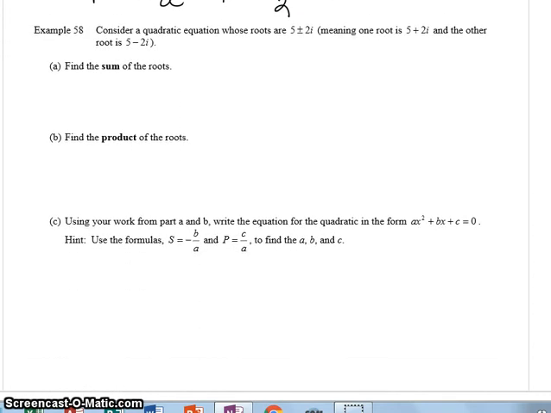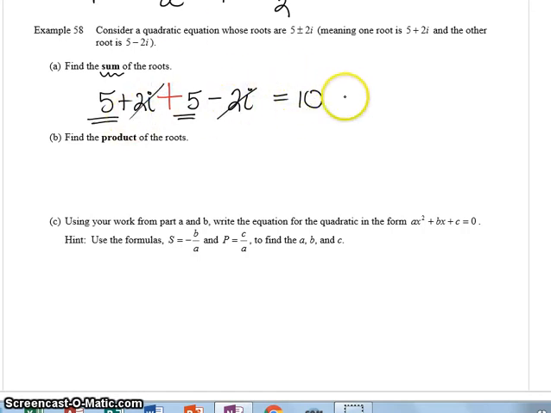Example 58. Consider a quadratic equation whose roots are 5 plus or minus 2i, meaning one root is 5 plus 2i and the other root is 5 minus 2i. Find the sum. Sum means to add them. So I'm going to take 5 plus 2i and add it to 5 minus 2i. You combine like terms. 5 plus 5 is 10, and then the positive 2i and the negative 2i cancel. So the sum is equal to 10.